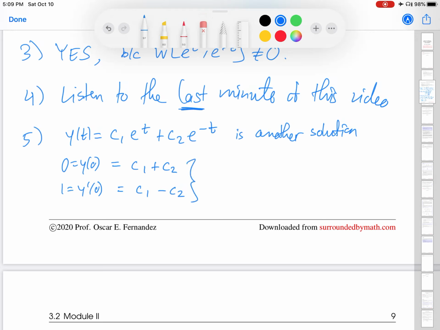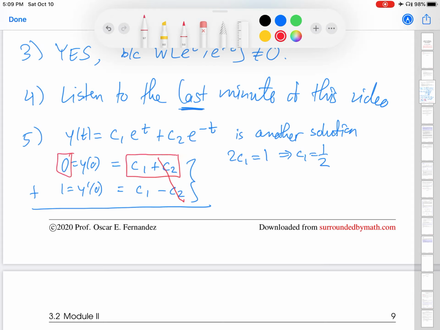So I am left solving this system. The easiest thing to do here is just to add the 2 equations, because then the c2 terms will cancel out, and I will get 2c1 equals 1. So c1 equals 1/2. And then, as what happened before, c1 plus c2 equals 0. It means that c1 and c2 are just the opposite signs of each other. So this implies that c2 equals minus 1/2.